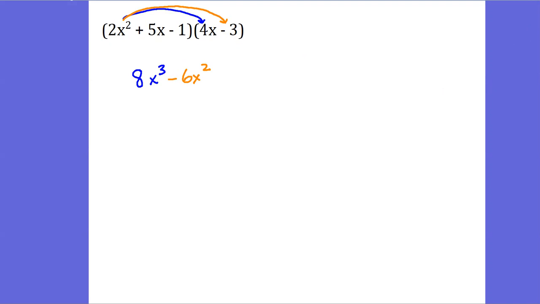Moving on. Now I need to make sure I take my positive 5x and multiply it by each of these parts. And this is going to get a little crowded here with all these arrows, but I need to take positive 5x times positive 4x. That's positive 20x squared. And let's pick out a new color here. And I need to take positive 5x times -3. Positive 5x times -3 is -15x.